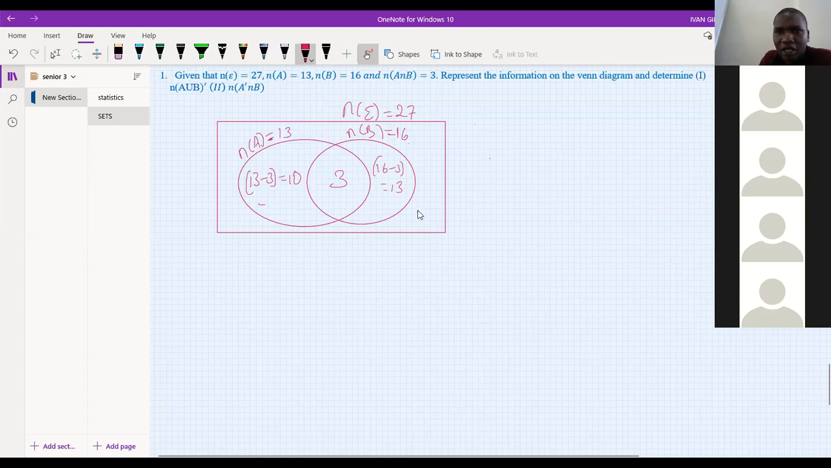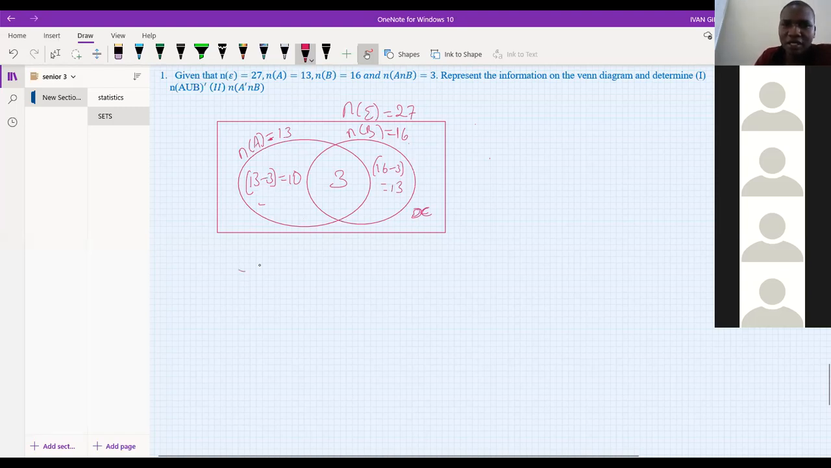What about outside? Given that the number of that is that, we've utilized all that. Represent the information on the Venn diagram, we've represented it, and determine Roman number 1, those who do not like anything. So we put something here. Let what is here be x. So they want us to find the number of elements that liked neither A nor B, or that did not like A and did not like B.